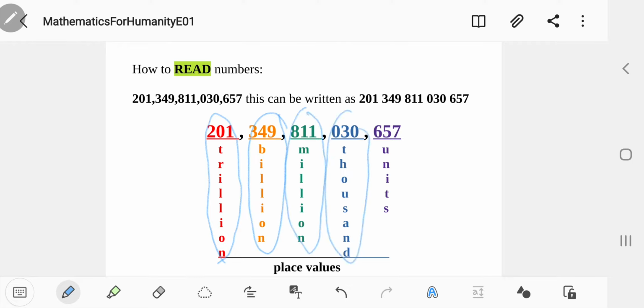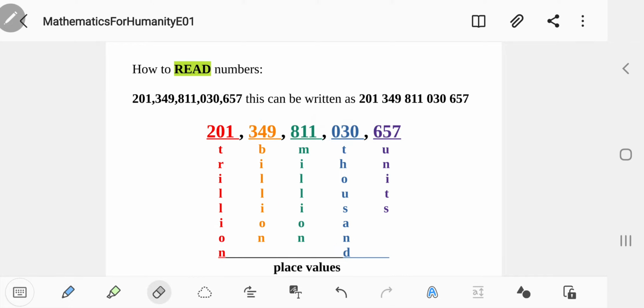So in this case, if we read this, this would be 201 trillion, 349 billion, 811 million, 30,657. That's how you read the number. Be careful with the place values of the numbers you are reading. So let's go to read examples of large numbers.